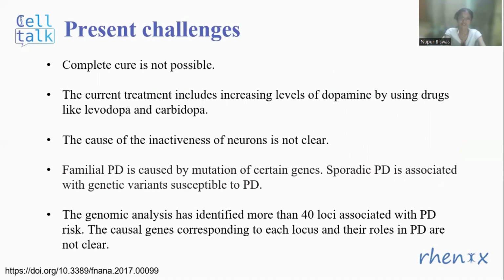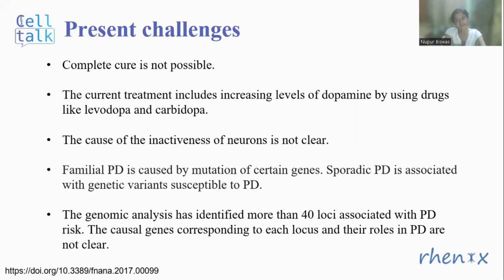That's why the current treatment basically aims to increase the level of dopamine by using drugs like levodopa and carbidopa. Dopamine cannot be directly administered to patients because it cannot reach the brain due to the blood-brain barrier. That's why levodopa is used. Levodopa reaches the brain and then produces dopamine, and carbidopa helps levodopa reach the brain.